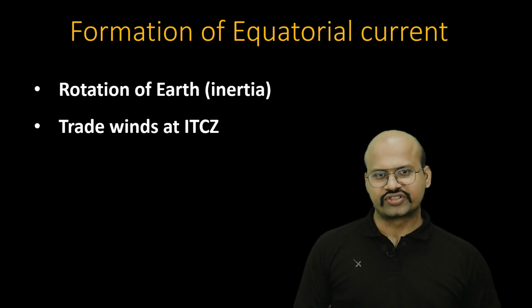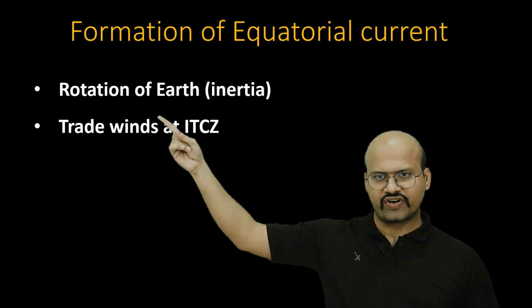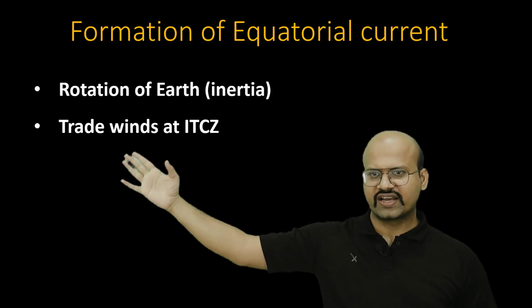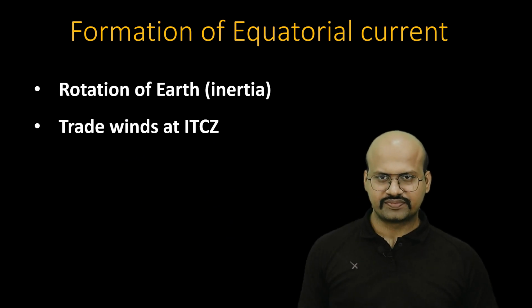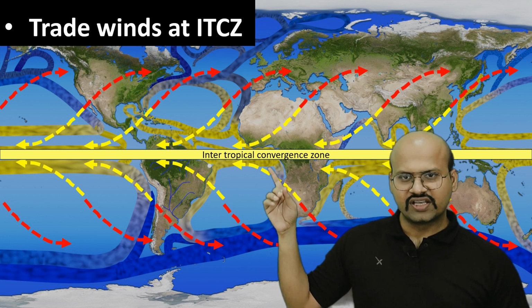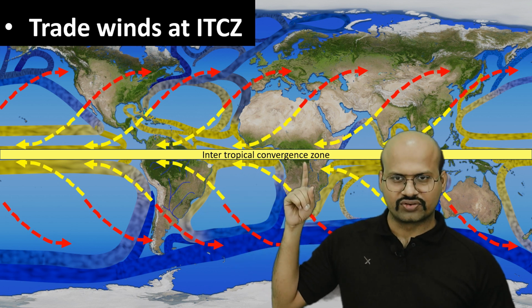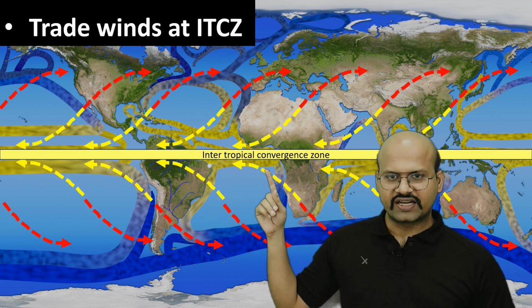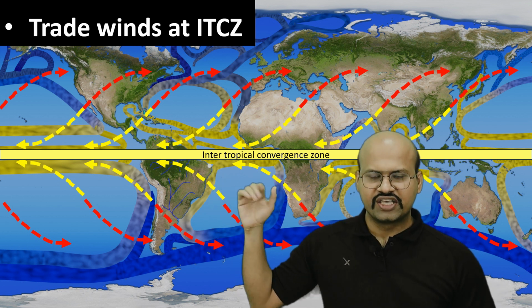Now there are two forces which create this equatorial current. The first is the rotation of Earth and inertia, while the second is the trade winds at the ITCZ. This we have already seen. The trade winds at the ITCZ flow almost parallel to the intertropical convergence zone, and therefore the dragging force on the ocean water by these trade winds creates the equatorial current.